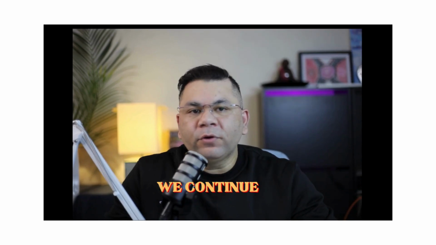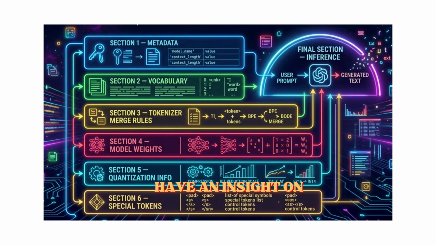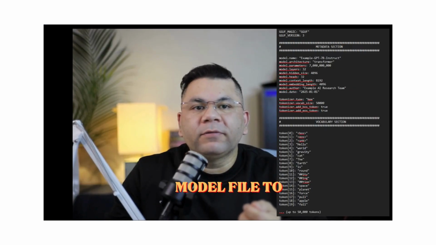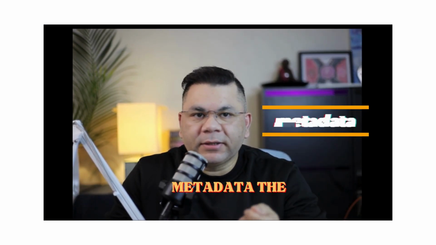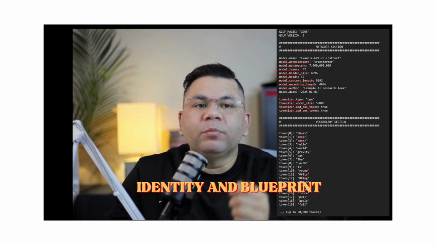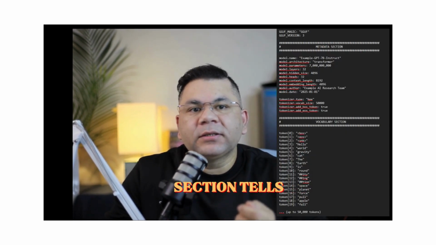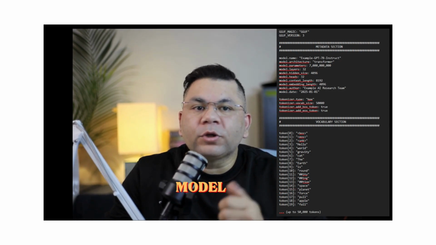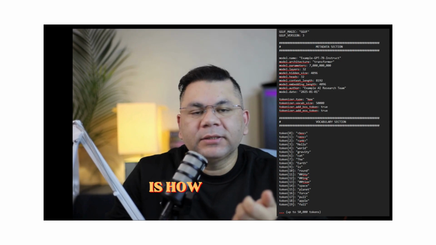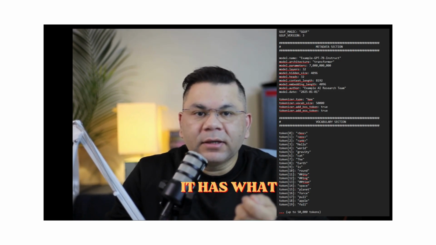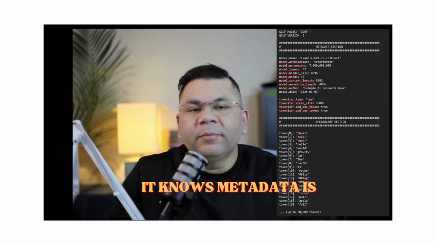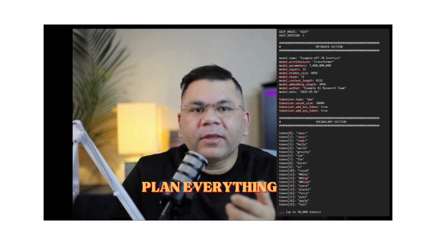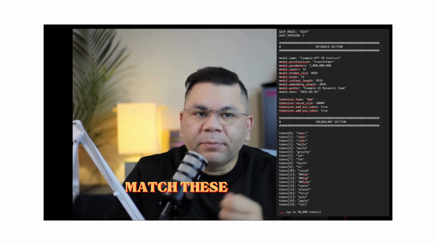Now, before we continue, let's get an insight into this model file and what it actually contains. Here's a sample model file to understand it better. The first part of the model file is metadata, the identity and blueprint of the model. This section tells the system what the model is, how big the brain is, how many layers it has, what tokenizer it uses, and how many words it knows. Metadata is like a master plan. Everything else in the file must match these numbers.